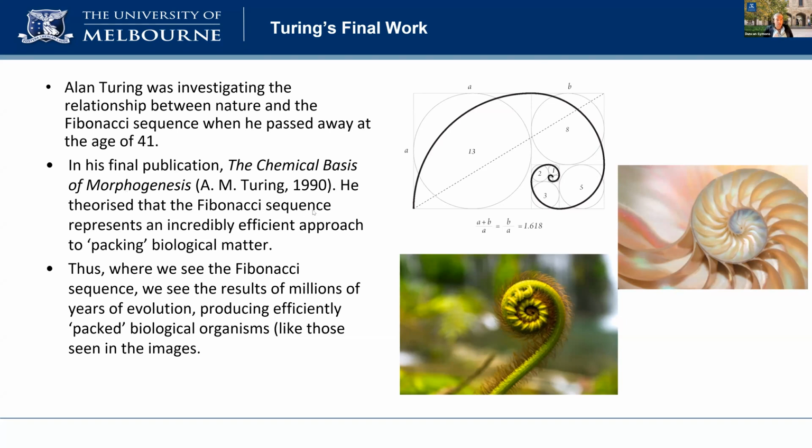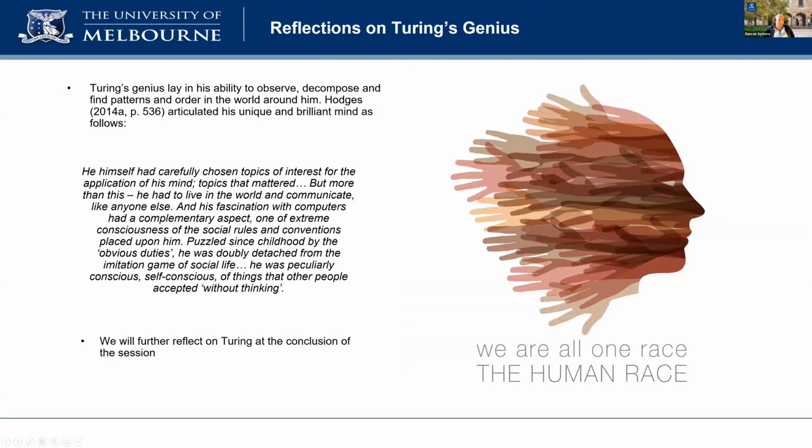He theorized that the Fibonacci sequence represents an incredibly efficient approach to packing biological matter. That's where we see the Fibonacci sequence. We see the results of millions of years of evolution producing efficiently packed biological organisms. And you can see that here in the fern and also in this conch shell. I think this is really important.